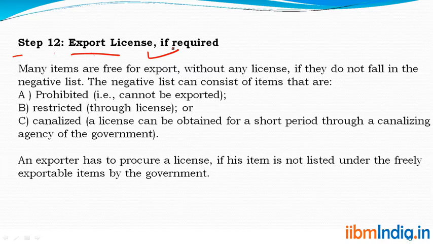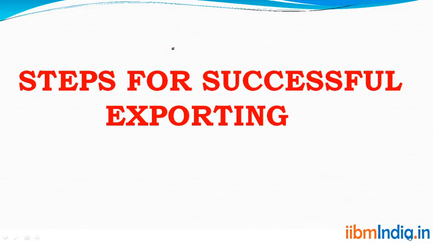If you are exporting a product through canalization, then you have to take the license from the government for a very short period. An exporter has to procure a license if the item is not listed under the freely exportable items by the government. Once you get the license, only then will you be able to export those products and services. This is all about the 12 steps required for successful exporting.